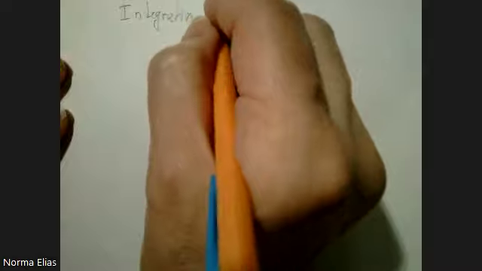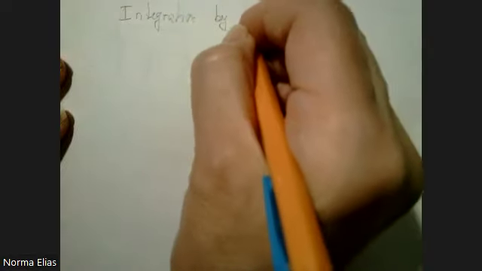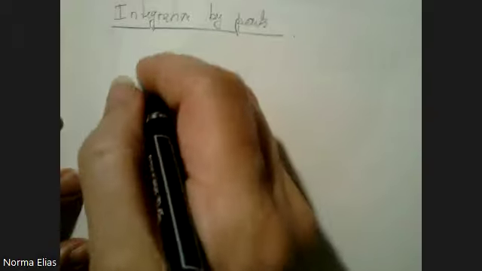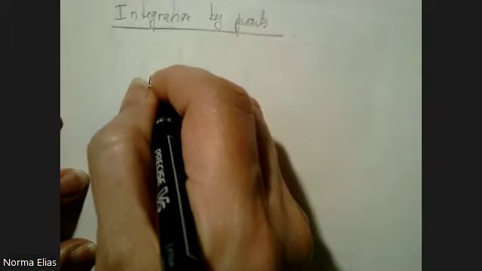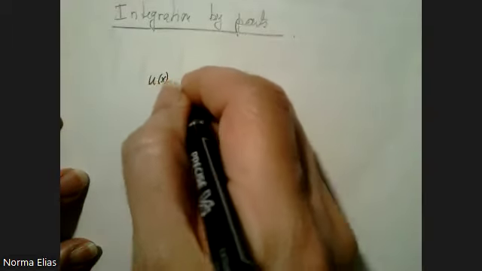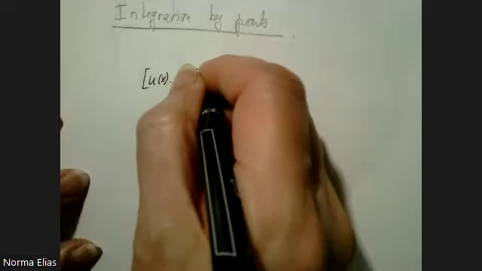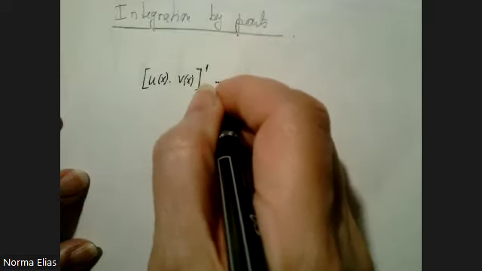We will derive the formula and then we will work with it. So, integration by parts. Okay. So first, let us remember the product rule. Suppose I have two functions, u of x times v of x. Those are two functions, and I find their derivative.